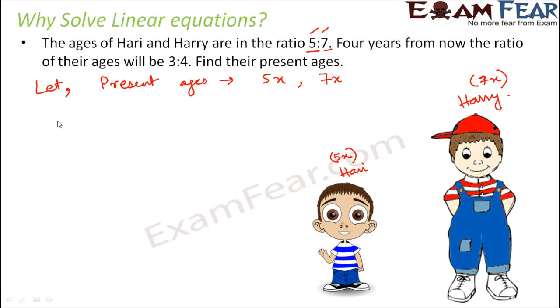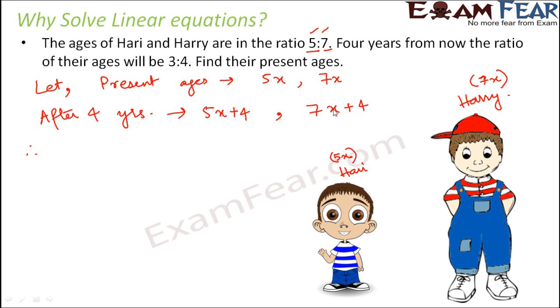Now as per our assumption, what would be their ages after 4 years? After 4 years, everybody's age increases by 4. So Hari's age would be 5x plus 4. Similarly, Harry's age would be 7x plus 4. So this will become 5x plus 4, and similarly, this would become 7x plus 4.